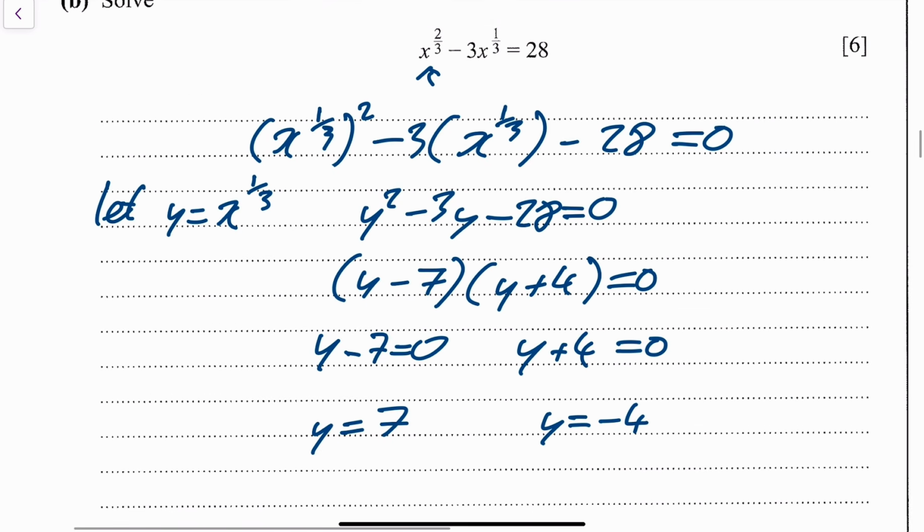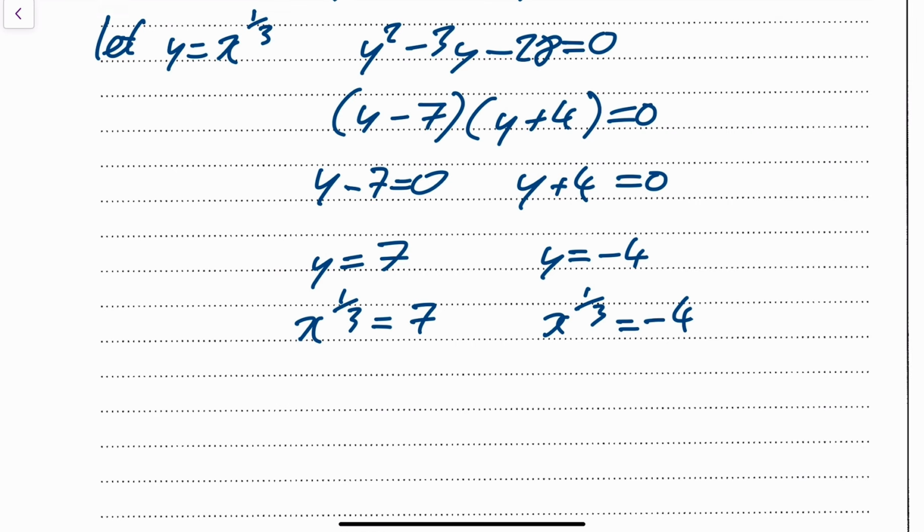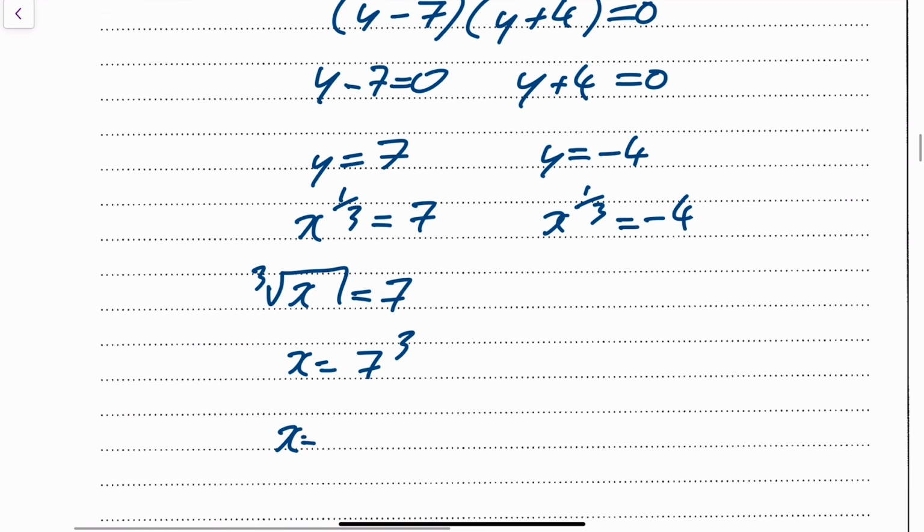Right, they never mentioned y to us. We invented our y really here. So that's x to the power of 1/3 is equal to 7, or x to the power of 1/3 is equal to minus 4. So something to the power of 1/3, what that means, by the way, is the cube root of x equals 7. That means x is equal to 7 to the power of 3. That means x is equal to 343.